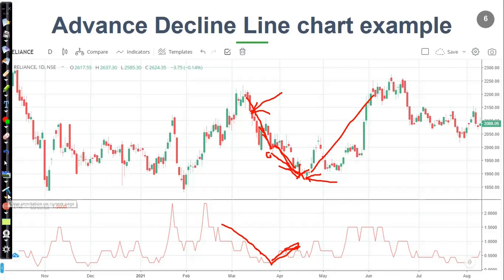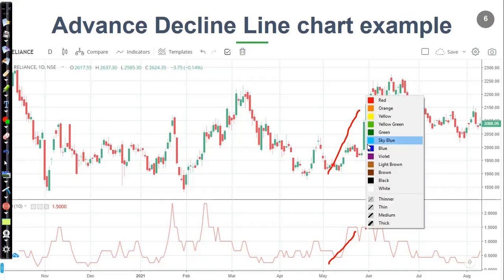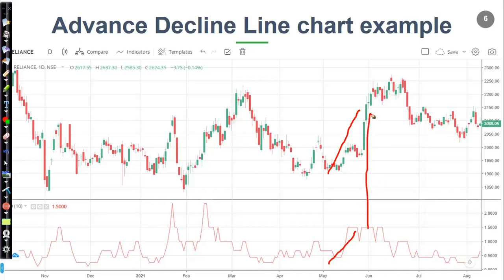Next, here you can see the ADL line and price both running in the upside. On the first attempt price goes up, on the second attempt price goes up, but ADL fails, which means this uptrend is completed. There was some strength and we entered here, but finally in this area the ADL is declining, which means price will reverse from this area.